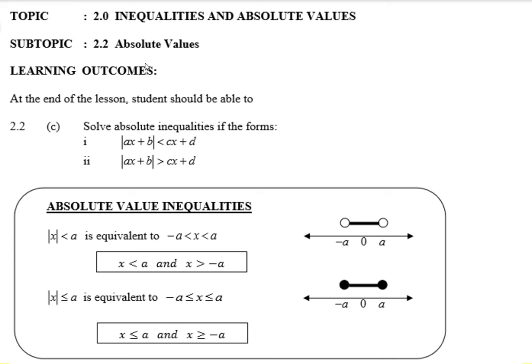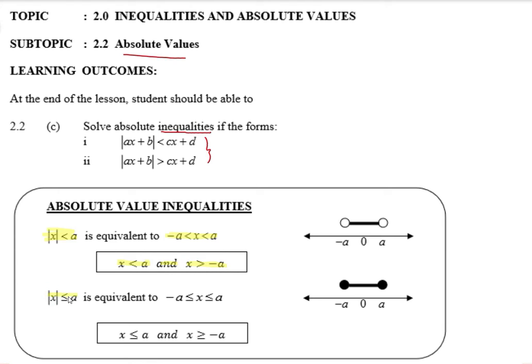In today's lesson, we are going to learn about absolute value with the inequalities of these two forms. Let us look at the definition of these absolute value inequalities. Look at the first definition. When |x| is less than a, it is equivalent to x between negative a and a. It can also be written as x less than a and x greater than negative a.